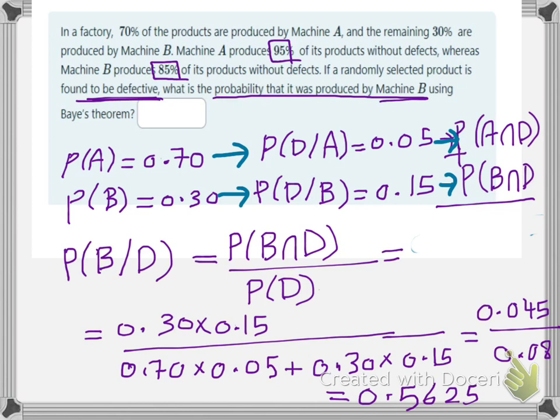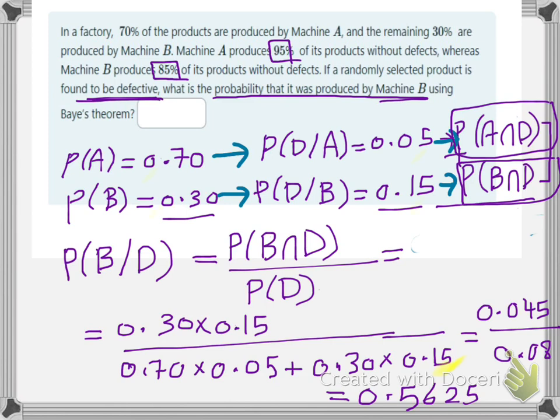So be careful here. This probability you get by using the multiplication law, and this probability you get by the multiplication law of 0.30 with 0.15. These two you add to get the denominator value, and that's what we did here. In the denominator we have multiplied 0.70 with 0.05, and 0.30 with 0.15.